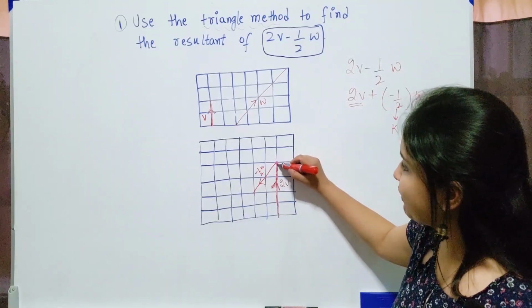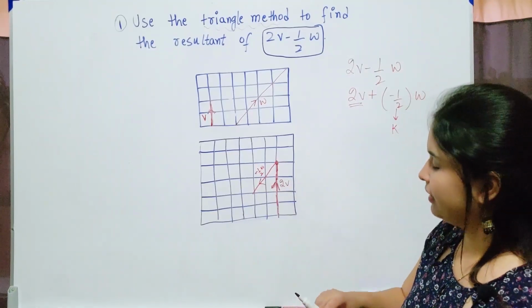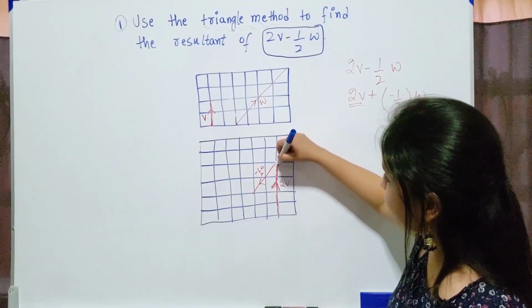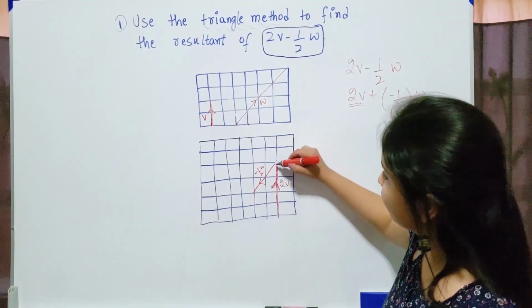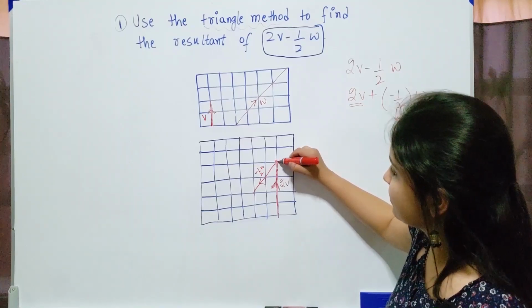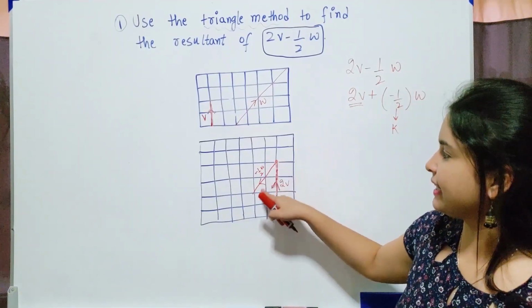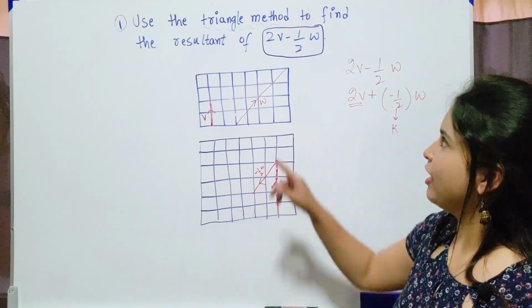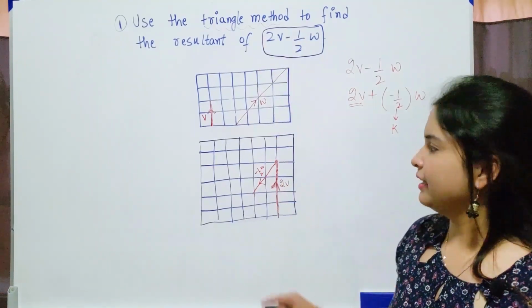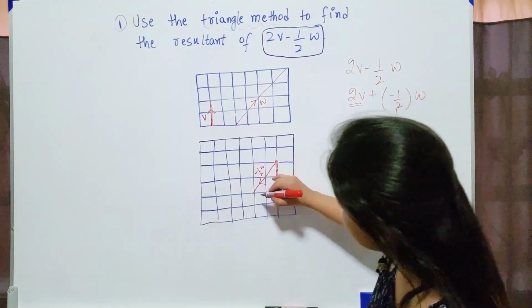And then after finding 2V and half of W, I joined these two ends. I joined this end of 2V and this end of half of W. Now, use the triangle method. That means complete the third side.